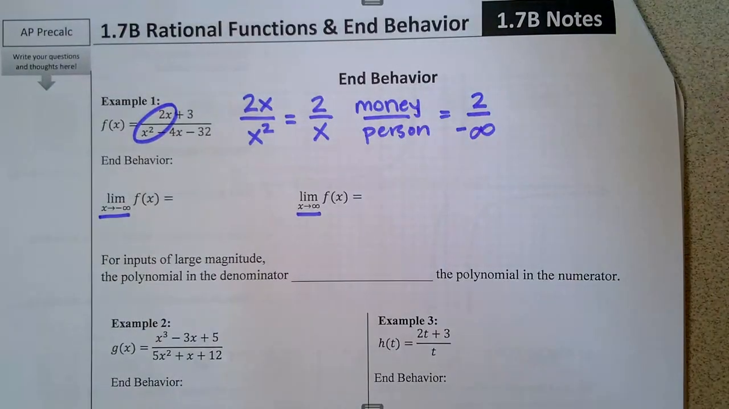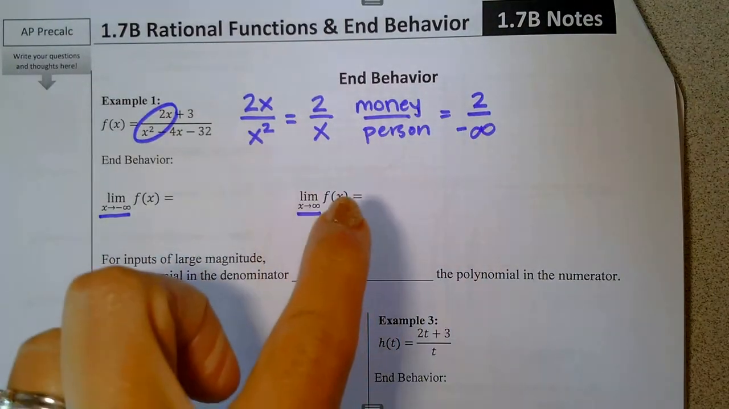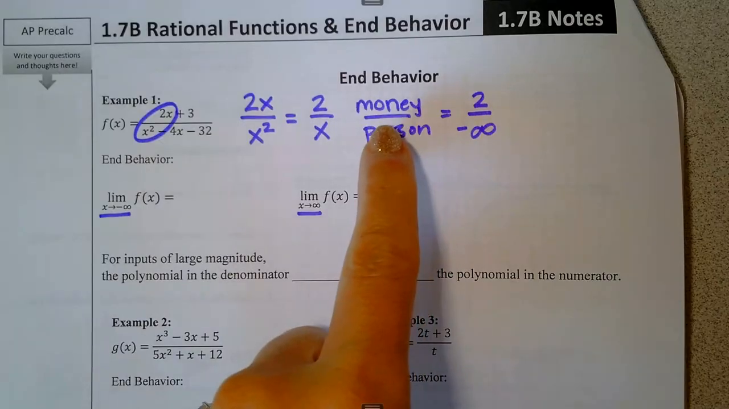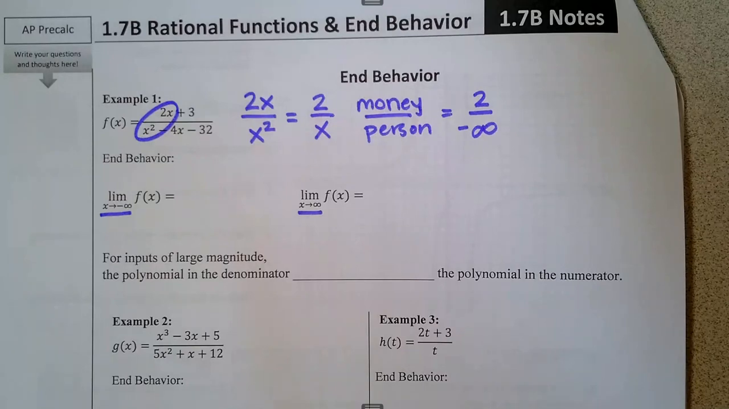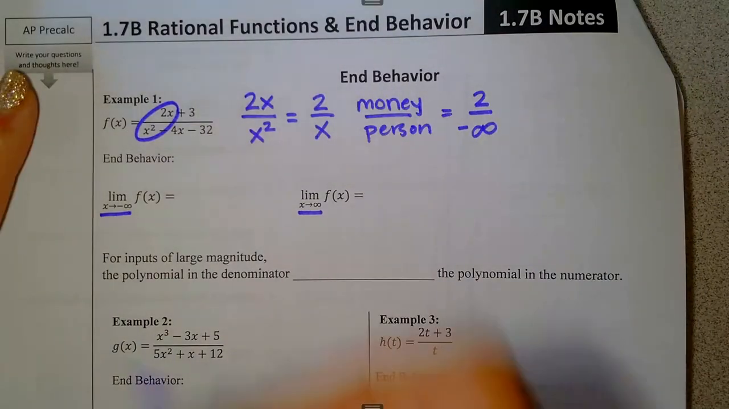Think about money. Say I had $2 and I divided it by negative infinity people. Think about my 2 little $1 bills, and I had to divide it by infinitely many people. How much money will you get? No money. You're not getting anything. Maybe a tiny, tiny 1/1,000,000th of a penny, not even. So what is that? 0.